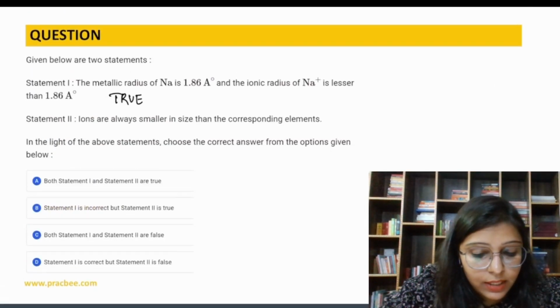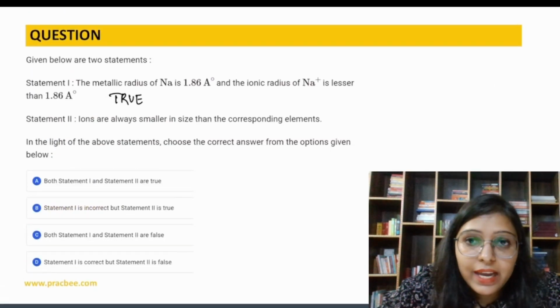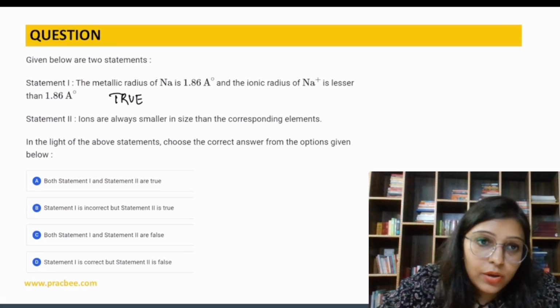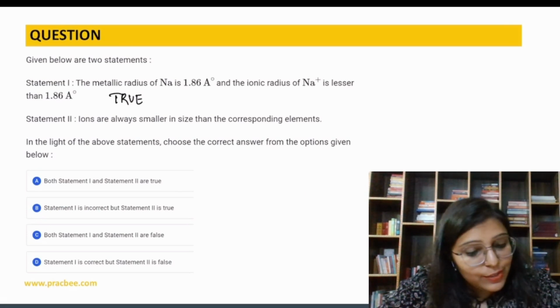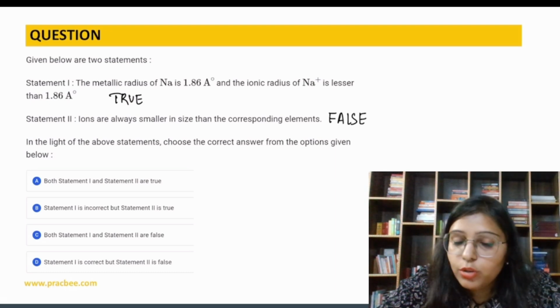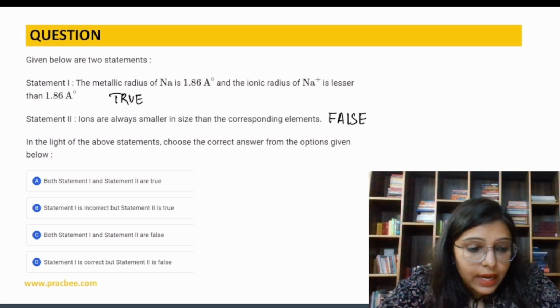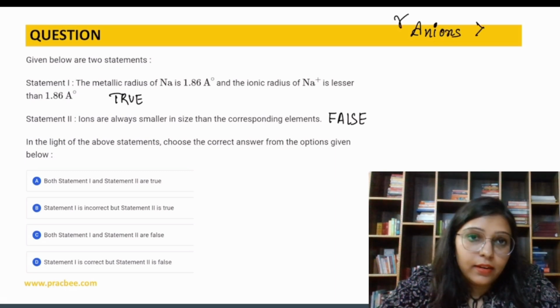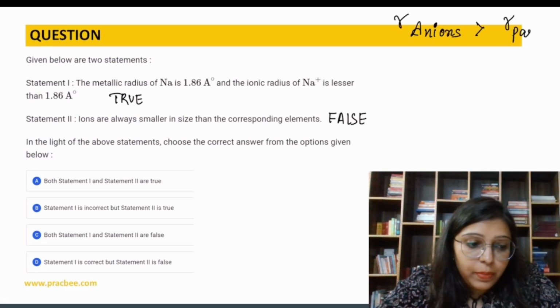Now let's see the second statement. Ions are always smaller in size than the corresponding elements. So it is not true entirely. Why is it not true entirely? Because anion sizes are greater in comparison to the parent atom. In comparison to the parent atom.